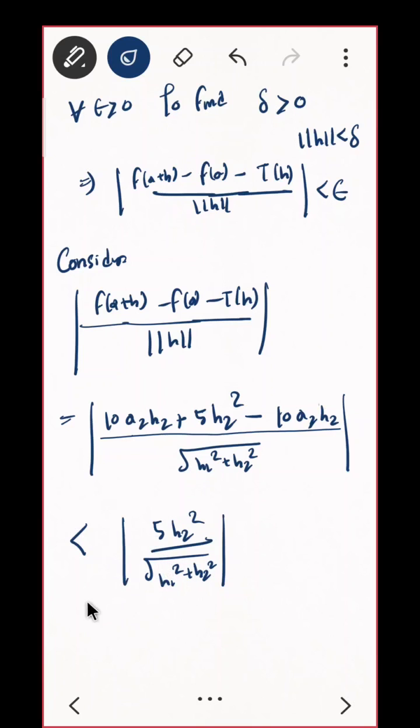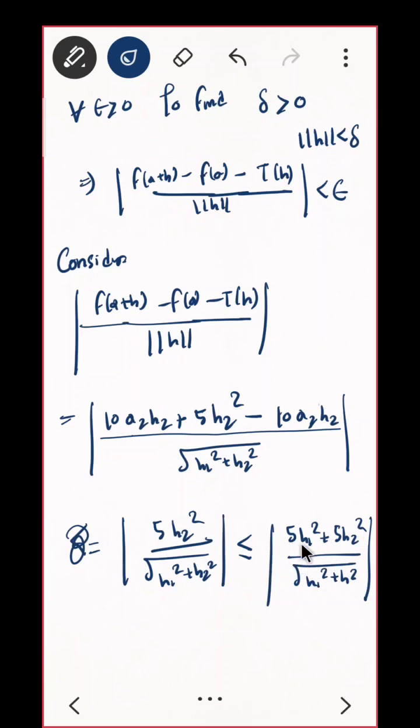Can I put this guy as, actually this is just equal to, can I put this guy as less than or equal to 5h1 square plus 5h2 square upon square root of h1 square plus h2 square, correct? I just want to relate with this guy, that is the whole thing. Do you see what I did? It was 5h2 square, I wanted h1 square plus h2 square to relate with this, so I put it less than or equal to 5h1 square plus 5h2 square. Is that okay? What is the next thing I will do?